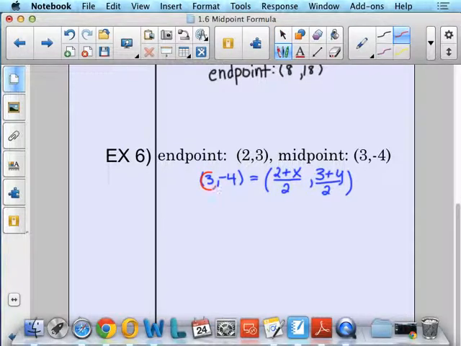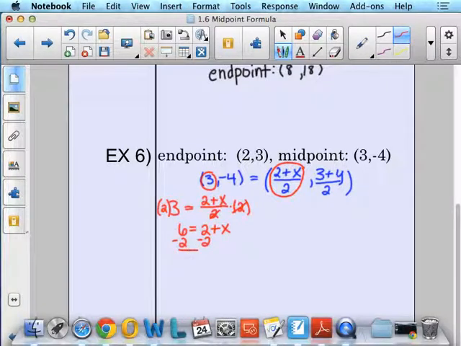Okay, so over here, 3 is in the x. 2 plus x divided by 2 is also in the same position. So 3 is equal to 2 plus x divided by 2. Okay, solving for x, multiply both sides by 2. Okay, we need x by itself, so subtract 2 from both sides, so we get x is equal to 4.